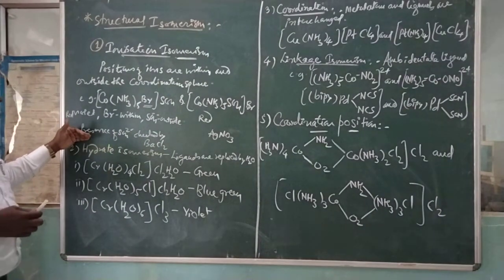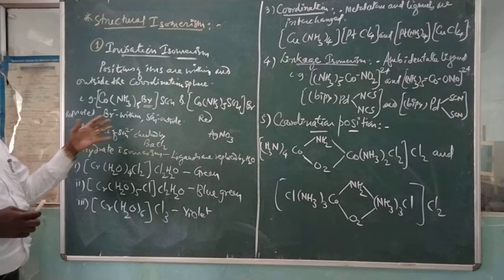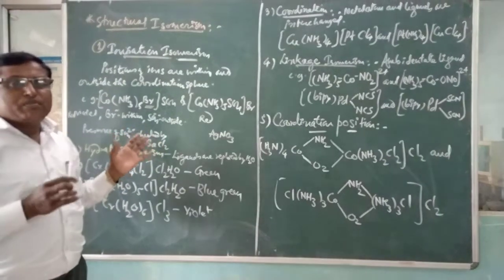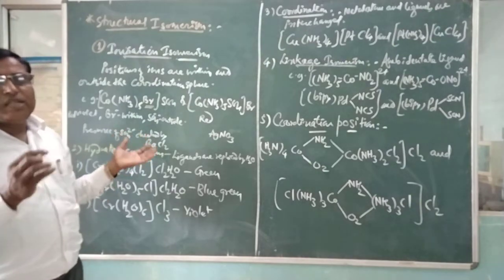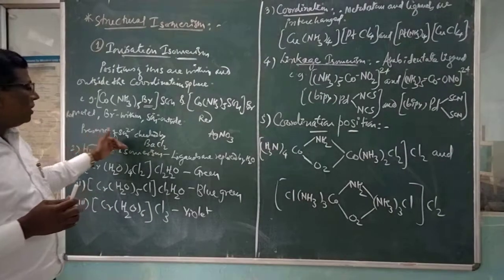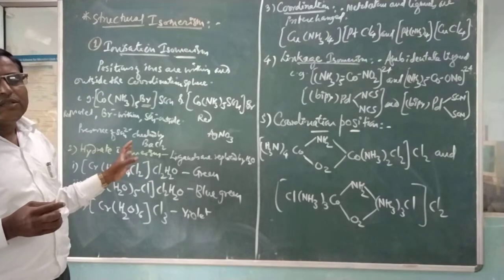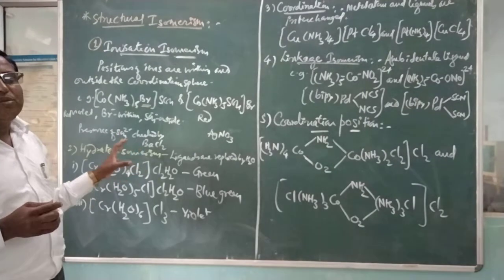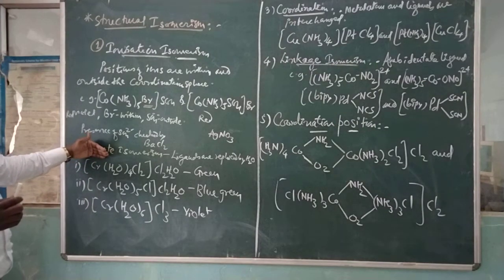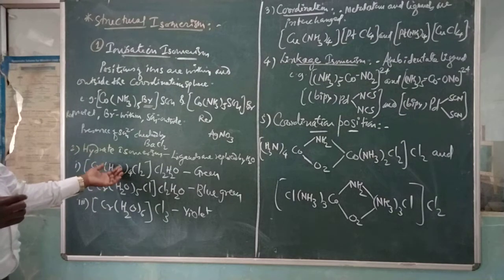Now the second type of isomerism is called hydrate isomerism. Hydrate isomers are those in which the replacement of ligands by water molecules takes place. Such isomers are called hydrate isomers. With the addition of water molecules in the complex, the properties change. In the first complex, there will be the presence of 4 water molecules: chromium, 4 water molecules.